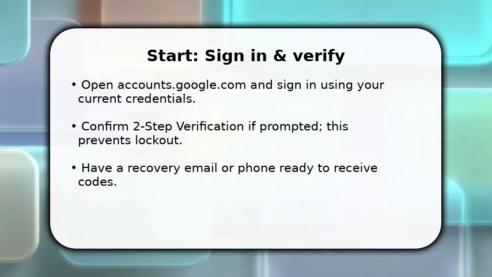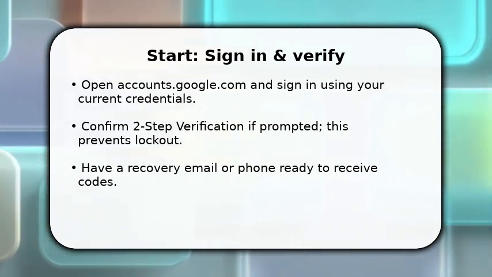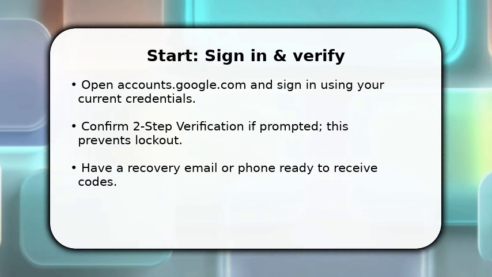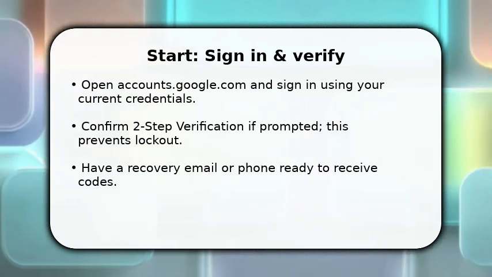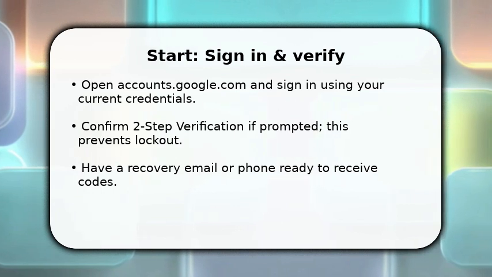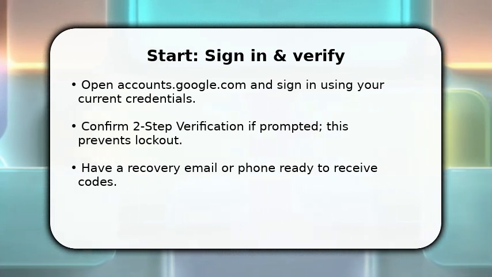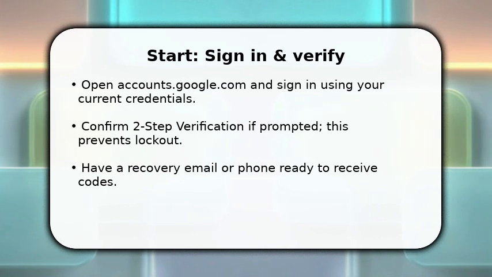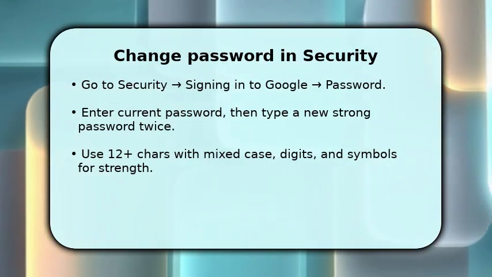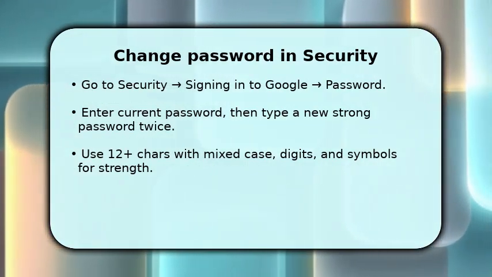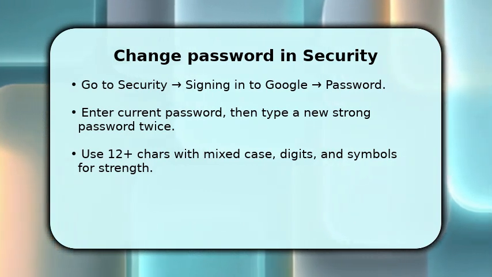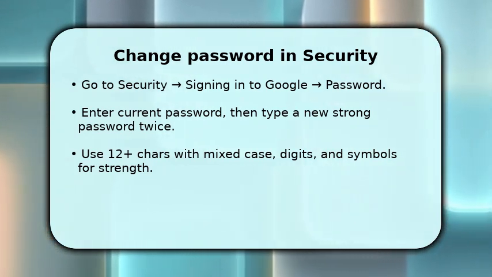Once done, navigate directly to Security, where Password Settings Live. This gets you straight to the control where the change happens. You'll find password under Signing into Google in the Security section. Click Change Password and enter your current password so Google can confirm it's you. This prevents unauthorized changes. Next, type a new password and retype it to confirm.